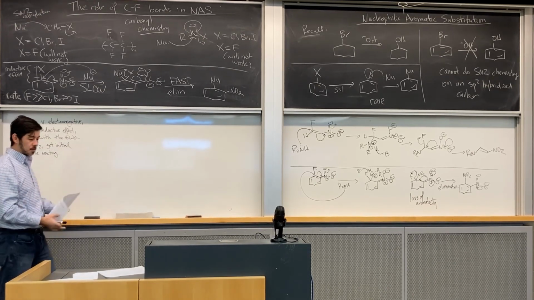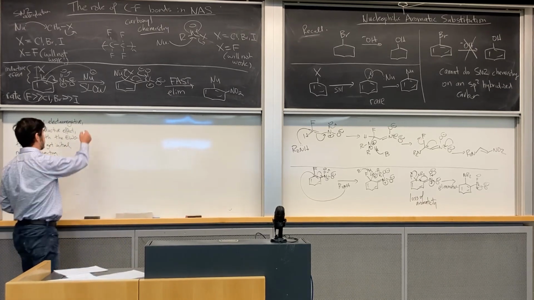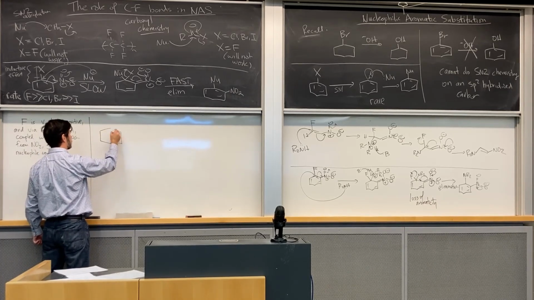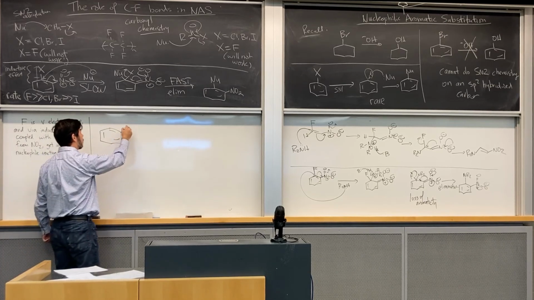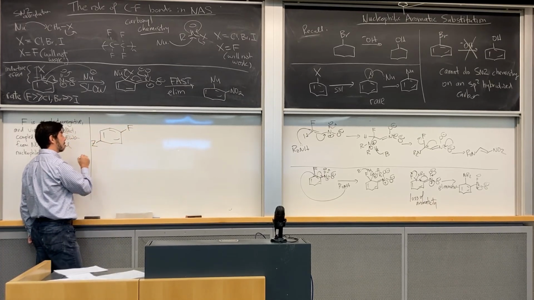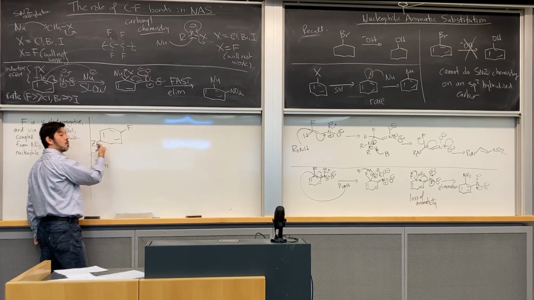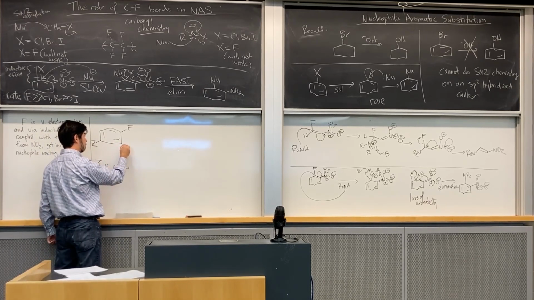Okay, so in general, we can summarize this as follows. If we have a fluorine group here, and I'll put a Z group here, and if Z is either ortho or para to the fluorine, so we can put a Z there.